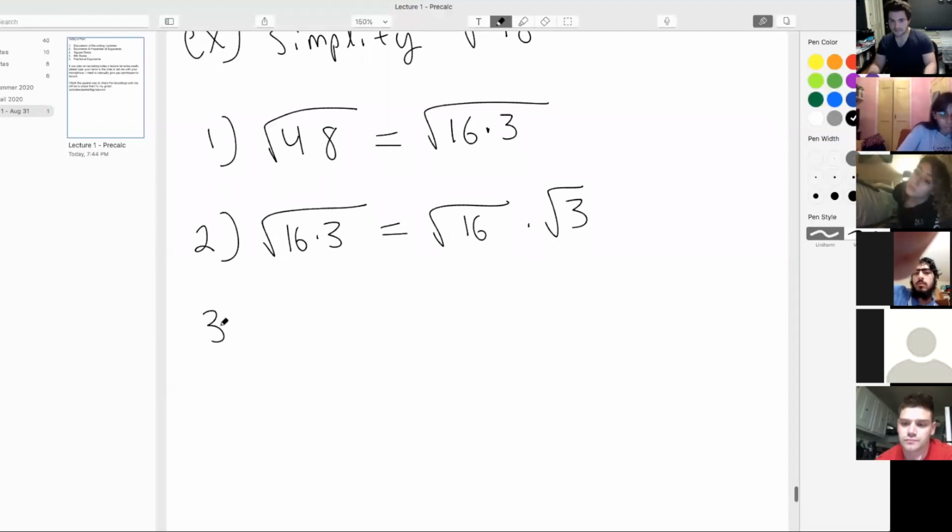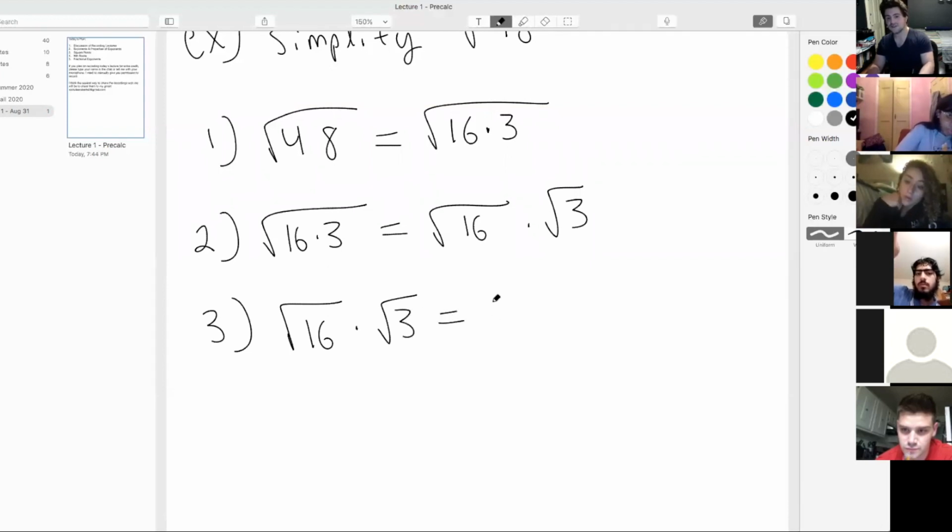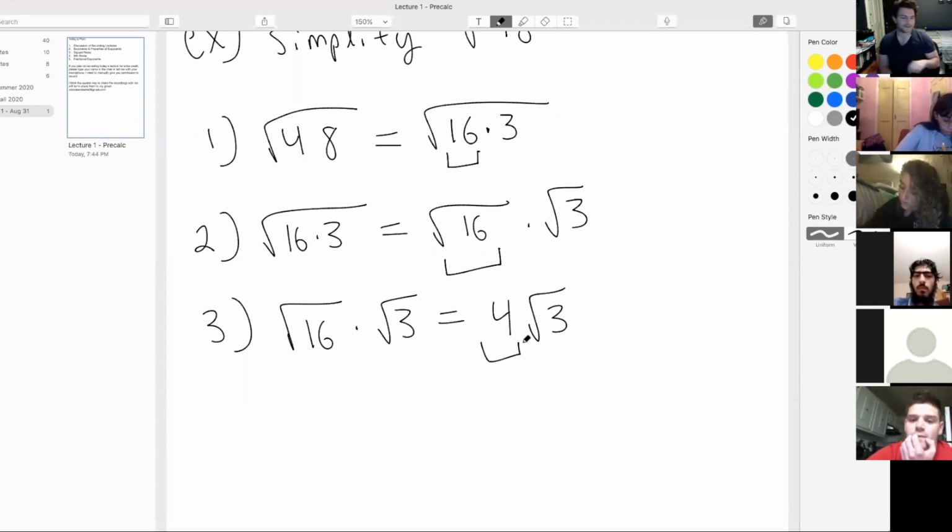And then the final step is to just simplify. So the square root of 16 times the square root of 3 is just 4 multiplied by the square root of 3. That's the reason why we want to factor a perfect square out, so this will simplify pretty nicely. I hope you see why we're doing these things.